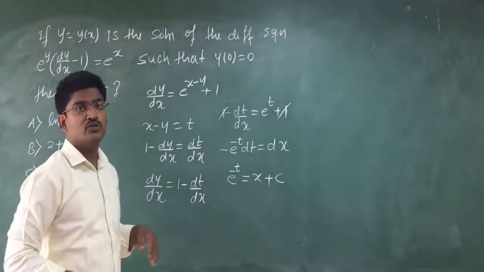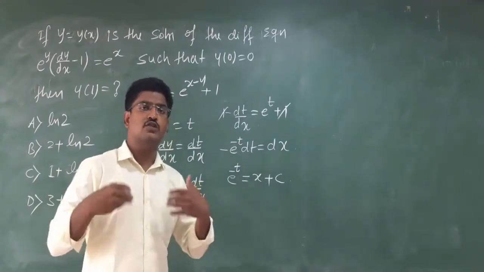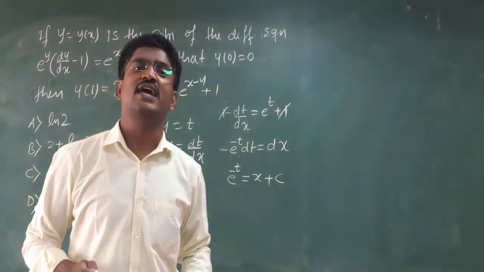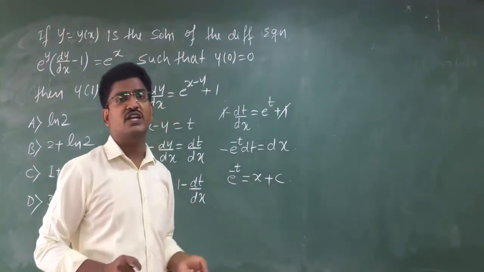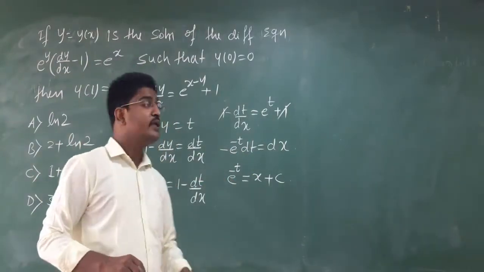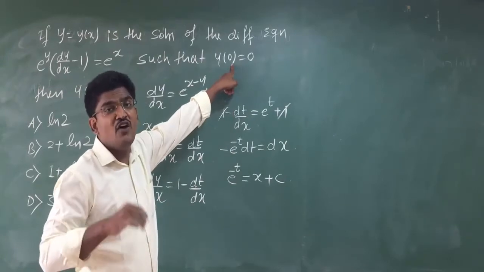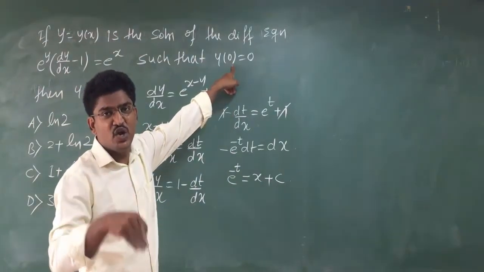If I make integration on both sides, integration of e to the power of minus t is again e to the power of minus t multiplied with minus sign. So it will be plus, dt equal to integration of dx is x plus c. See your first condition, y of 0 is equal to 0. If x is 0, y is 0.